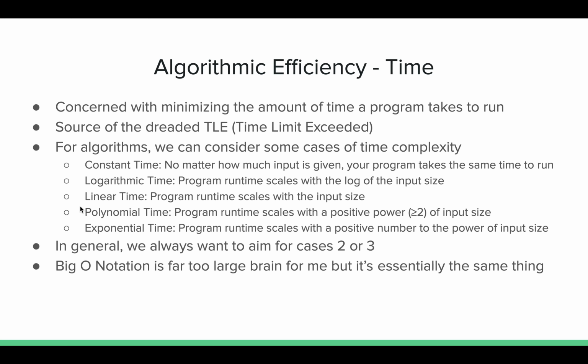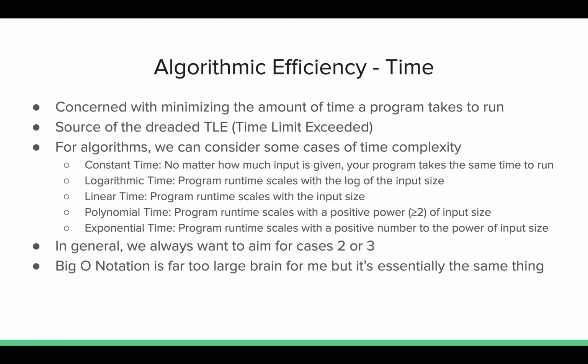In USACO bronze and silver problems, sometimes polynomial time solutions will work, but especially considering the size of the test cases that CP problems give, this is something we want to avoid. And finally, there's exponential time. Obviously, you can just tell from its name that this is something we really, really want to avoid.